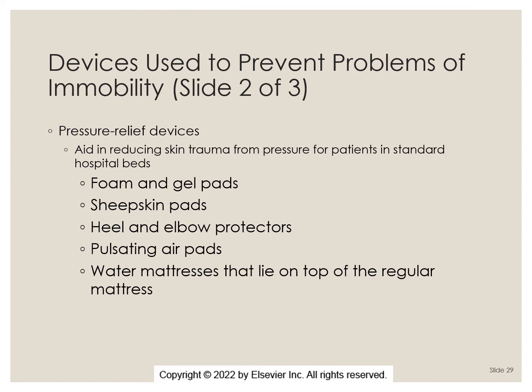There are a variety of accessories that aid in the reduction of skin trauma from pressure for patients in standard hospital beds. These would include foam and gel pads, sheepskin pads, and heel and elbow protectors. Pulsating air pads and water mattresses will lie on top of the regular mattress and provide additional pressure relief.